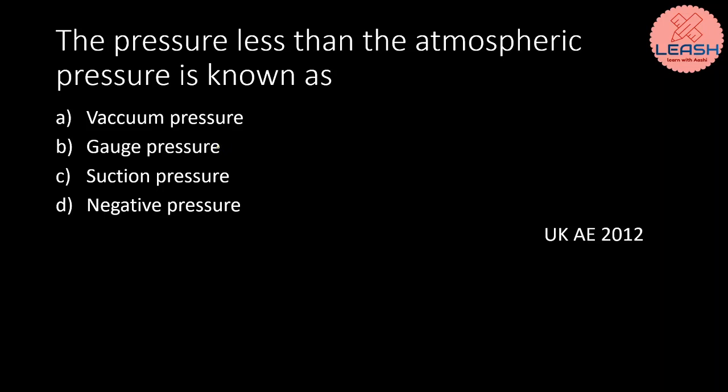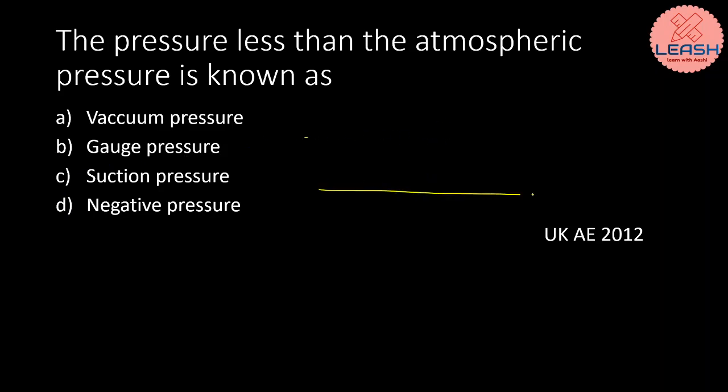Pressure less than the atmospheric pressure is known as vacuum pressure, gauge pressure, suction pressure, or negative pressure. Whenever pressure is less than atmospheric pressure, it is known as vacuum pressure, or it can also be called negative pressure, and it can also be called suction pressure. So here all these three options are correct except B. So let's look at what the concept is.